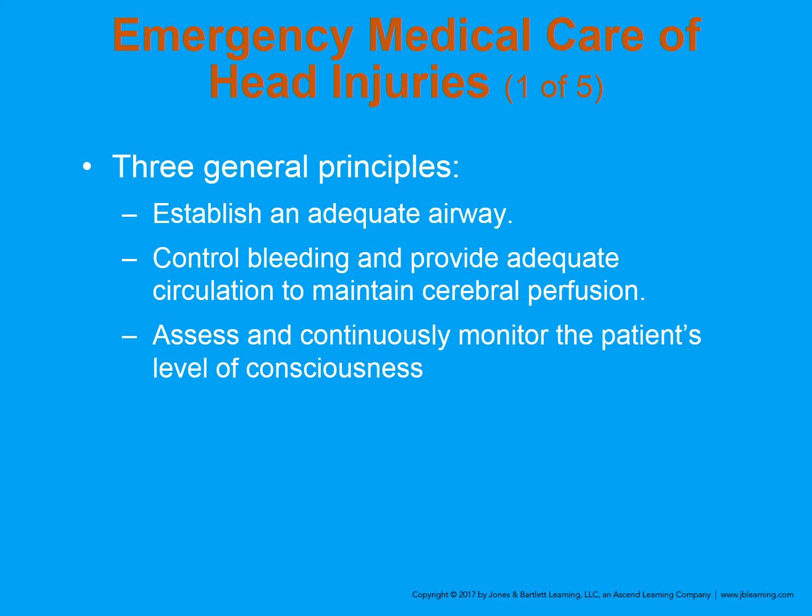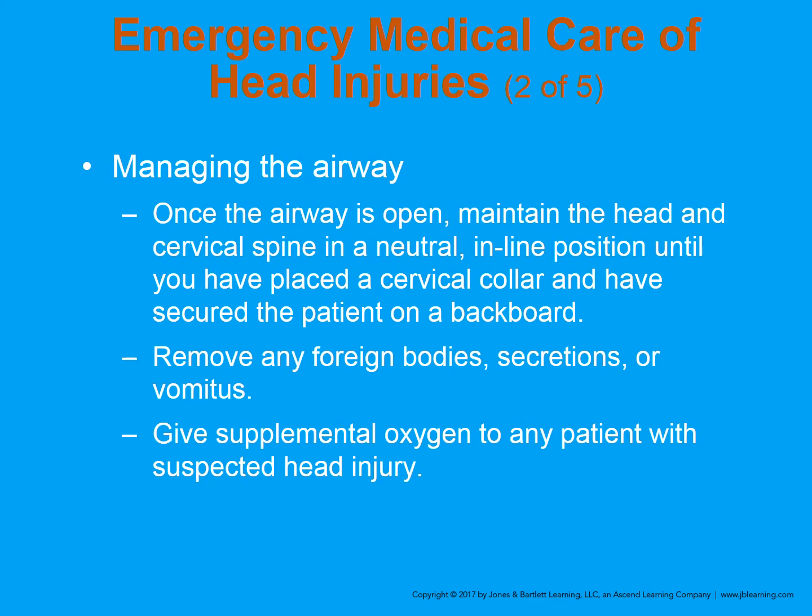Three general principles: secure and protect that airway, control major bleeding and help maintain adequate circulation to maintain that cerebral perfusion, and assess and continuously monitor their level of responsiveness. Level of responsiveness and their mentation, their thought process, is going to be the first sign with a traumatic brain injury that they're deteriorating.